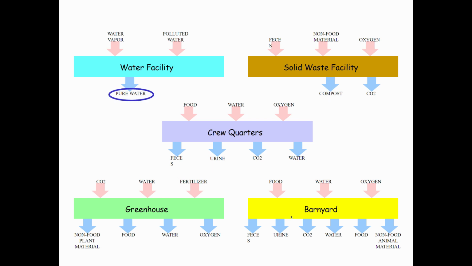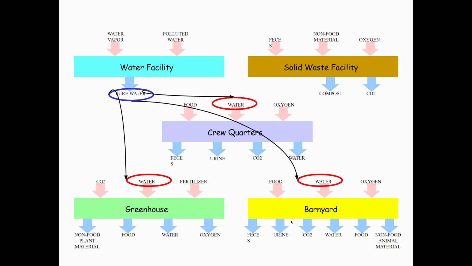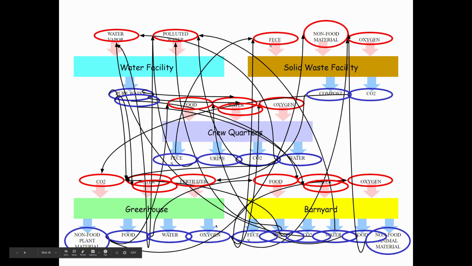And then water. Everybody on this ship needs water. So from the water facility, we'll be sending out pure water to the crew, to the animals, and to the plants. If you put it all together, you can see everything on the ship is really tightly interconnected. This is what it takes in order to keep everybody and everything on that ship alive and functioning. And you can see if any one section was to break down, it would be catastrophic for the whole ship.